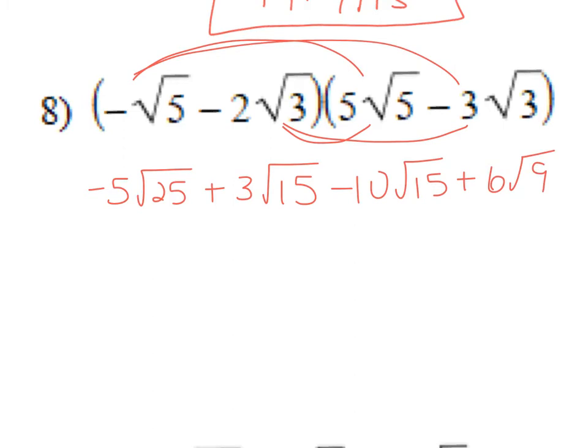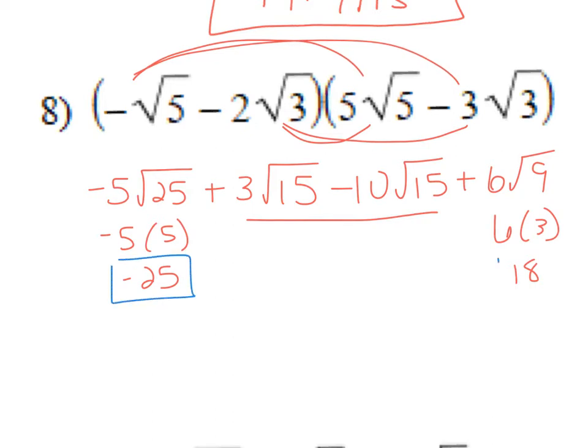All right, so now I've got -5 times 5 will be -25. 15s won't break down, but I can go ahead and combine those. And then on this back side here, I've got 6 times 3 or 18. All right, so I'm going to go ahead and put together my -25 and my 18. And when I do that, I'm going to get -7.